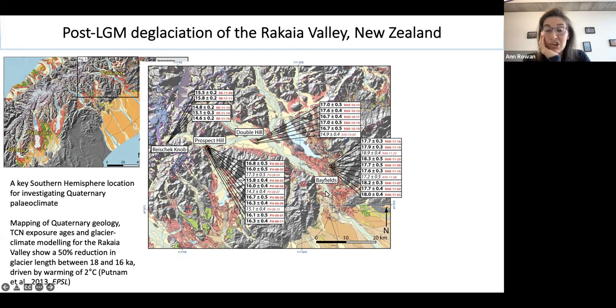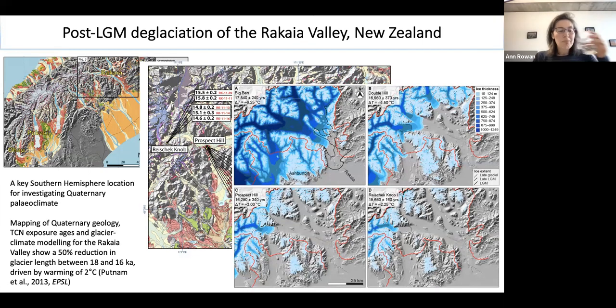And then what the ages show is about a halving of the length of the Rakaia glacier between 18,000 years ago, when it was at the range front, and 16,000 years ago, when it had moved back up here to Prospect Hill. And then we used a glacier model to reconstruct those extents, and to make steady state simulations of the glacier to match the positions of the moraines that have been dated using beryllium-10. What this shows is that the LGM position, so the dashed lines show inferred previous ice extents, and the blue shading shows the ice thickness simulated to match the moraines that have been dated. And what we get from this is a 2 degree change in temperature between 18,000 and 16,000 years ago between these two simulations. So that tells us not only how fast the Rakaia deglaciated, but what the change in temperature was that was required to make this happen.